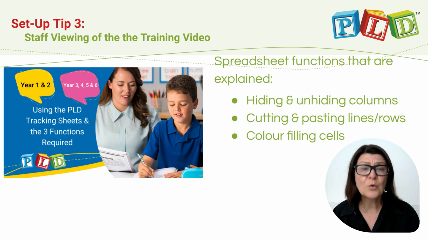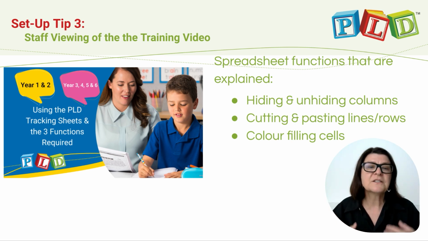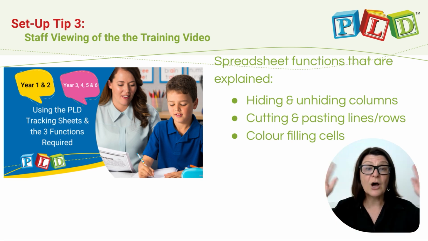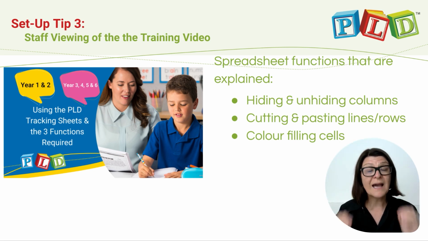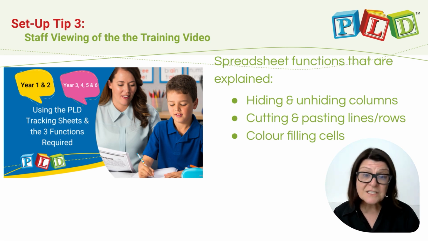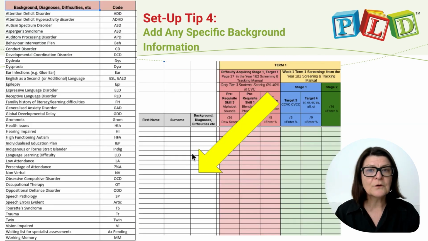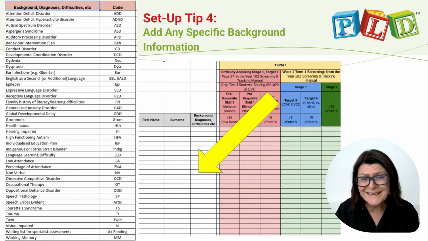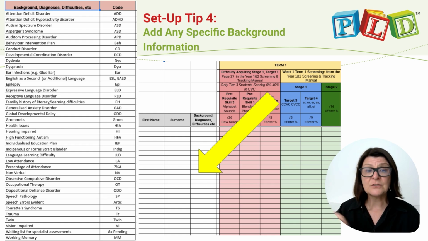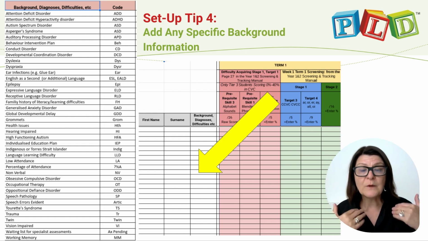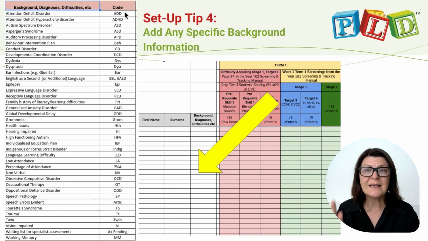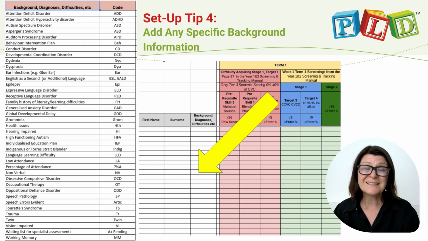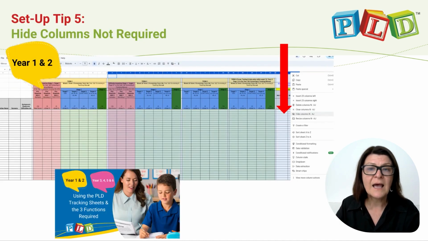Now, there are 3 quite simple functions that we require: hiding and unhiding of columns, cutting and pasting the entire rows of data, and how to colour fill and identify what is your teaching plan for the term ahead. Number 4, the tracking sheets provide a space for background information, and particularly for Tier 2 and Tier 3 students, the students that are not operating where we'd be expecting for their age and year level. We're not going to write words in there, but we've got abbreviations, often indicating why those delays have occurred.